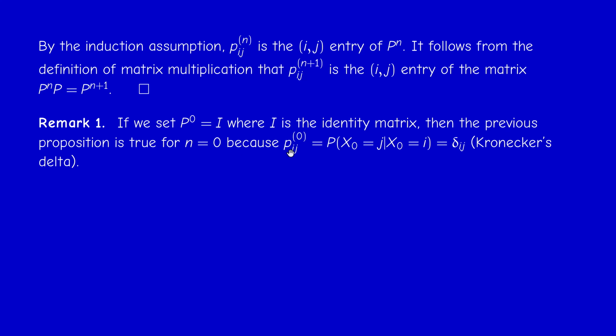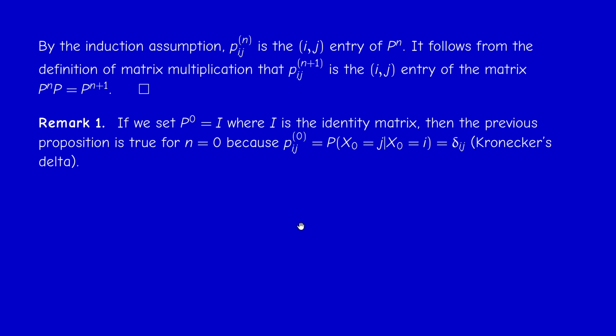Why? Because p_ij to the 0 is the probability of X_0 equal j given that X_0 equal i. And this is what actually? If i equal j, this is just 1. And if i is different from j, this is 0. So I can write it as delta_ij, which is called the Kronecker delta symbol. So delta_ij is 1 if i equal j and 0 otherwise. So with this interpretation, p_ij^0 are the elements of the identity. So we have 1 on the diagonal and 0 elsewhere.